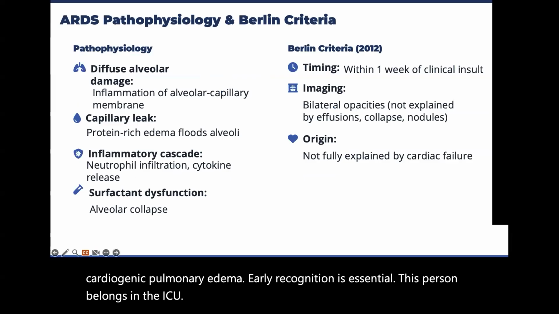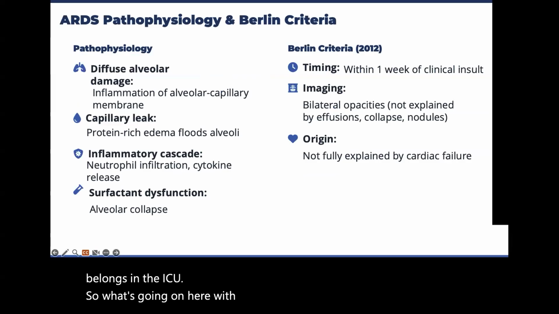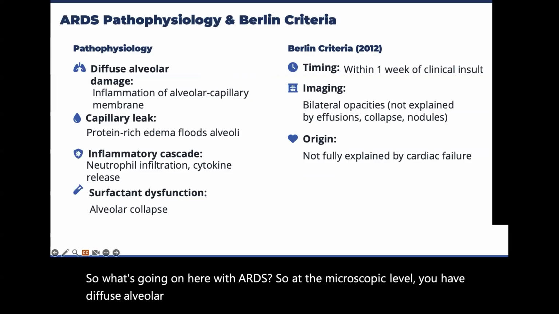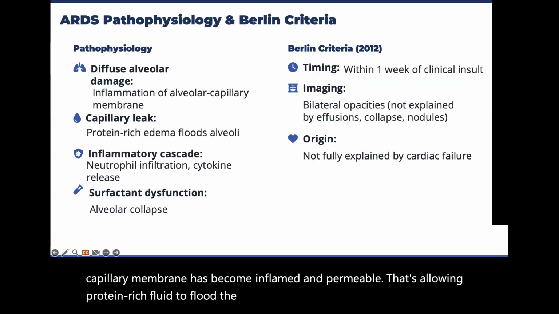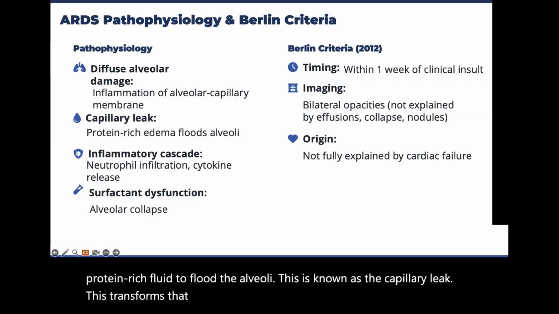So what's going on here with ARDS? At the microscopic level, you have diffuse alveolar damage, and this is the hallmark of ARDS. The alveolar capillary membrane has become inflamed and permeable. That's allowing protein-rich fluid to flood the alveoli. This is known as the capillary leak. This transforms that air-filled space into a heavy fluid-laden sac.